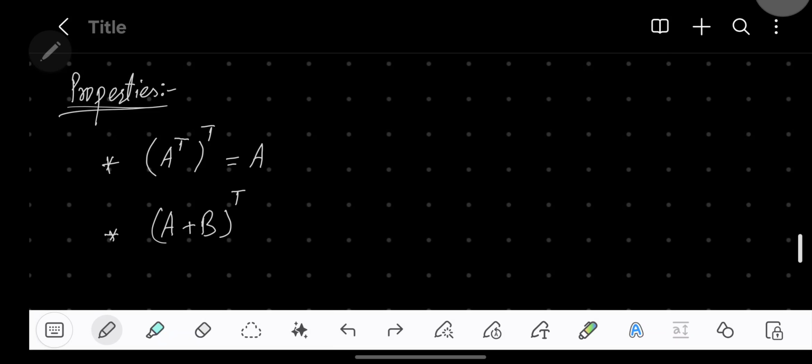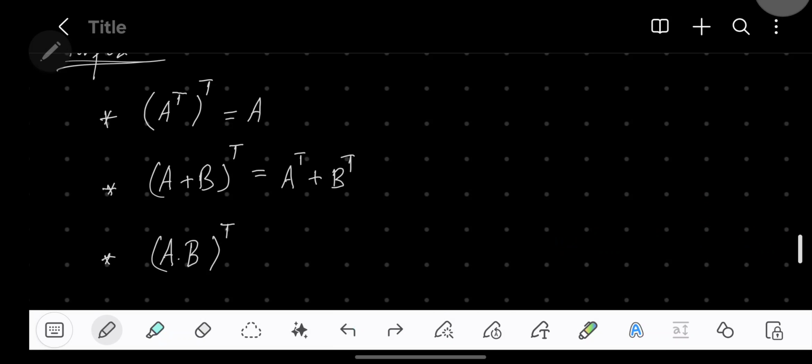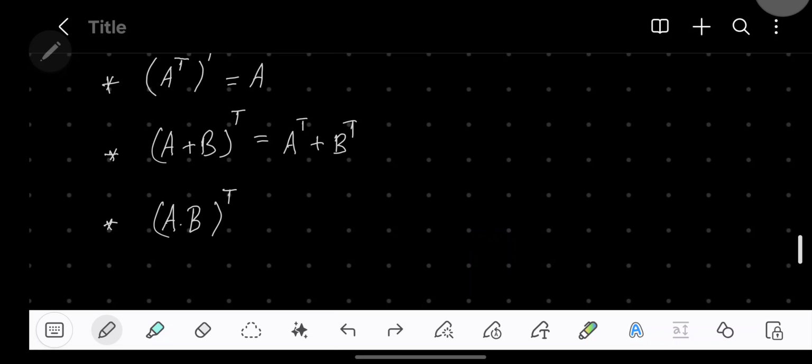The second property is that if you add two matrices A and B and then take the transpose, you will get A transpose plus B transpose. And the third property is that if you multiply two matrices and then take the transpose, you will get B transpose first and then A transpose. When we take the product, the order always matters.